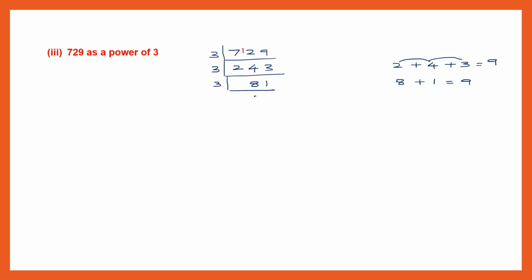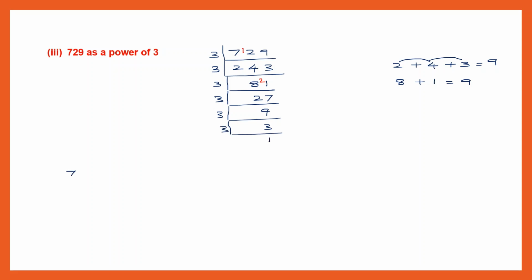3 2s are 6, but we've got 8. So 3 2s are 6, 7, 8. So that's 2. The number is 21. 3 7s are 21. So now we have 27. Now 3 9s are 27. Then we have 3 3s are 9. Then we have 3 1s are 3.